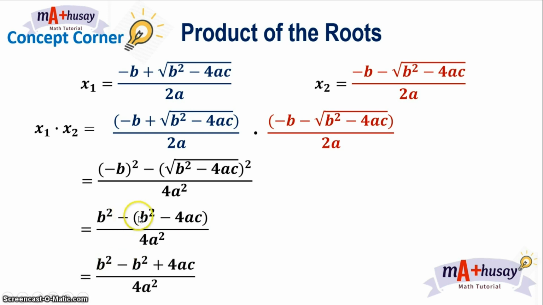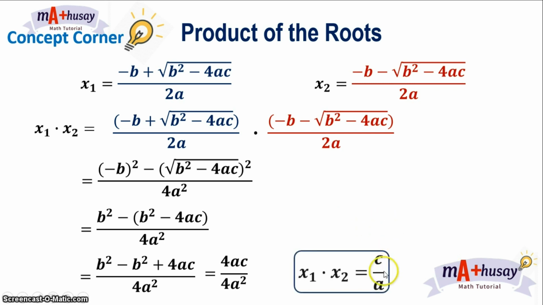minus b squared because negative times positive is negative. Now, negative times negative 4ac will have positive 4ac. Now, we see that b squared can be cancelled. So, we have 4ac all over 4a squared. Now, we have a common factor which is 4a. So, we can still simplify this rational expression into c over a. So we can get the product of roots by dividing the coefficient c with the coefficient a.